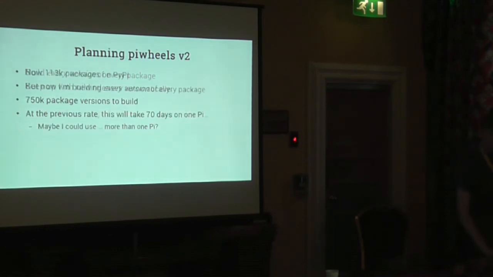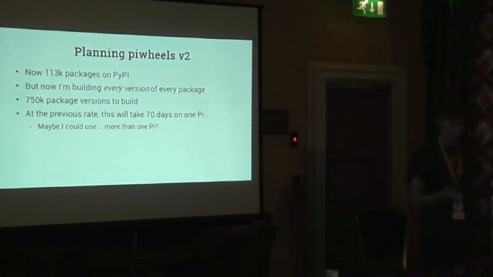So planning this, by this point there are now 113,000 packages on PyPI, but now I'm building every single version of them. So I looked into that, and there's about 750,000 package version releases out there. And so at the previous rate, this would take about 70 days on one Pi to complete that whole build. But I thought, well, maybe I can scale this up.